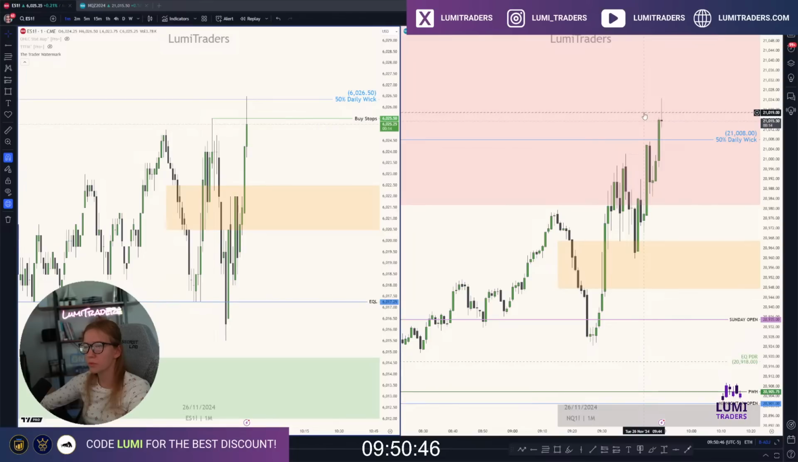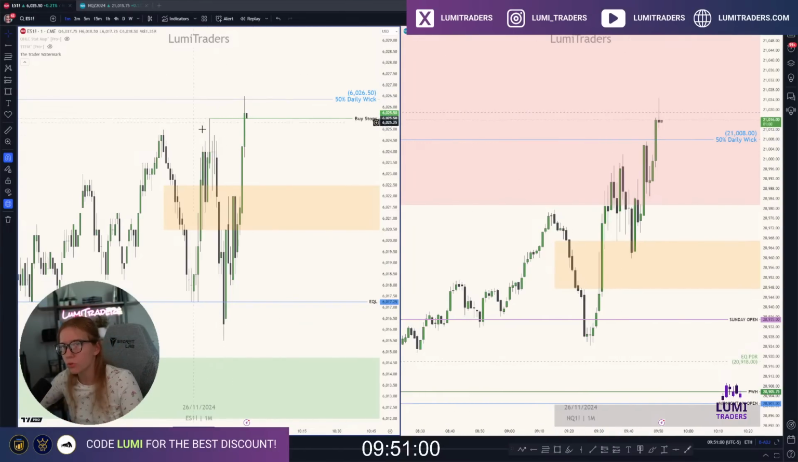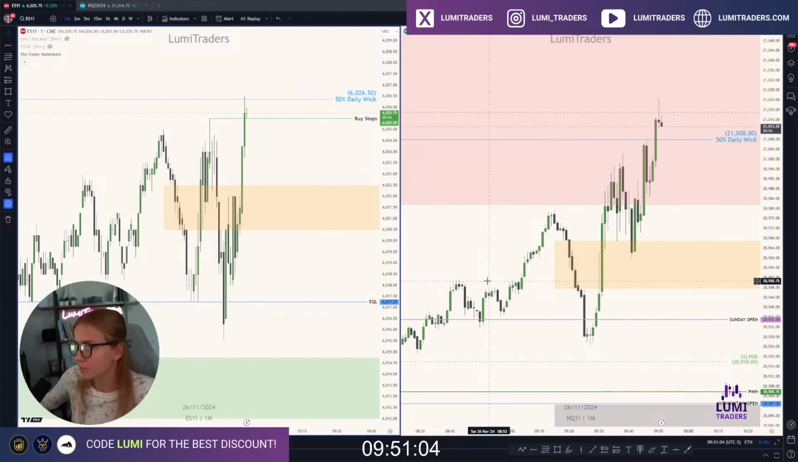It has the 50% of daily fair value gap, 50% taken on both ES and NQ. Now we can start considering any setups because my main level was 50% on both ES and NQ, and a solid break above this level should offer continuation higher. Or if it's just going to be a sweep, it's going to be a move lower. That's simple.